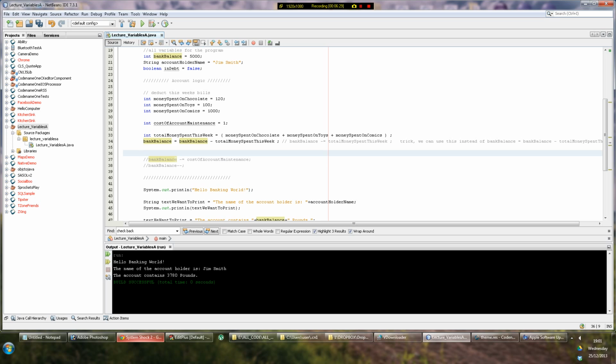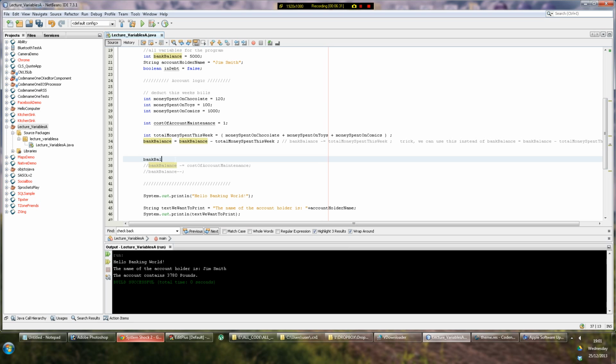So we just want the exact same program, but we want to work out what it will do if the bank balance costs 1 every week. So we'll run it and we'll get 3779 because it costs 1. Oops, I've actually made an error there. I've put bank balance equals minus 1, and as you can see, Java allowed me to do that. Shouldn't have done that. It should be bank balance equals bank balance minus 1. Java allows me because that's valid. So you've got to be careful about that.